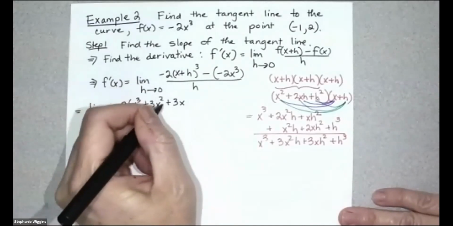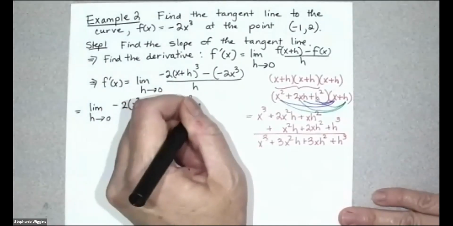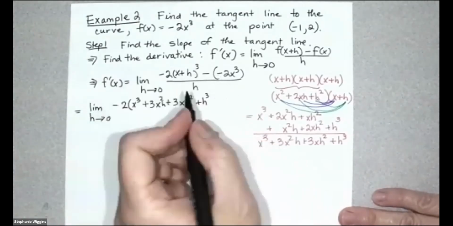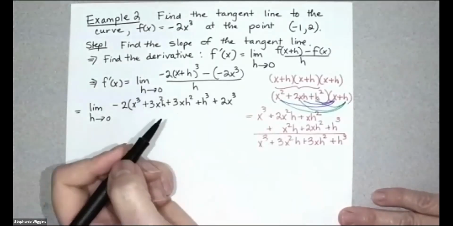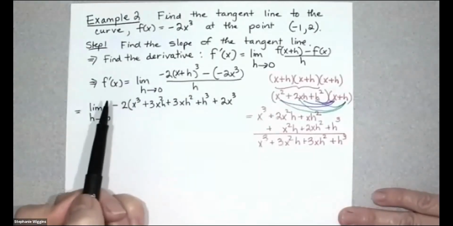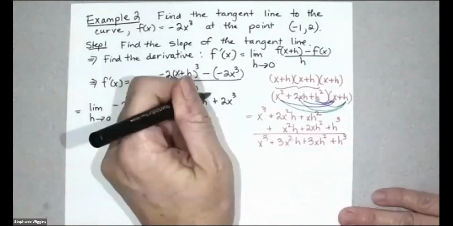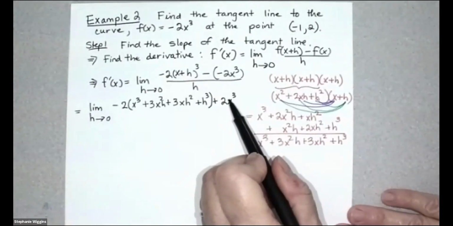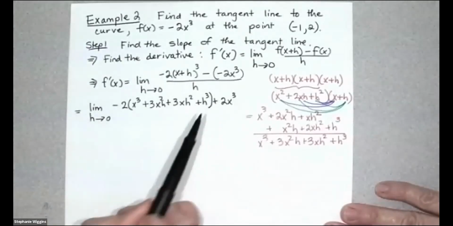Oops, I forgot my h there. Now notice I have a double negative, so this is going to be plus 2x cubed. And I have to be careful here. This negative 2 is multiplied by this, so I have to make sure I put my parentheses in there because I don't want to multiply this by negative 2. Okay, the negative 2 is just multiplying here, so I've got my parentheses in.